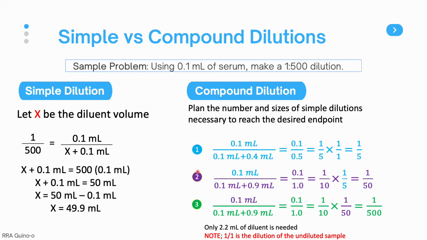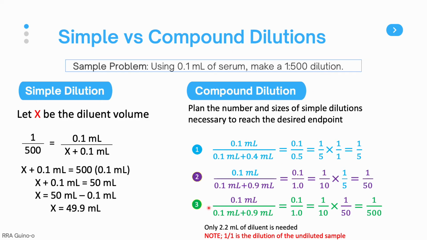Now for tube number 2, we are planning to make a 1:10 dilution. So we get 0.1 ml from tube number 1 and add it to 0.9 ml of diluting fluid. When we do this, we get a 1:10 dilution. And don't forget, we have to multiply the previous dilution or the sample dilution, which is the dilution of tube number 1, 1 over 5. So we multiply these two, and that gives us 1 over 50. This is now the final dilution for tube number 2. So now we are getting closer to our 1:500 dilution.